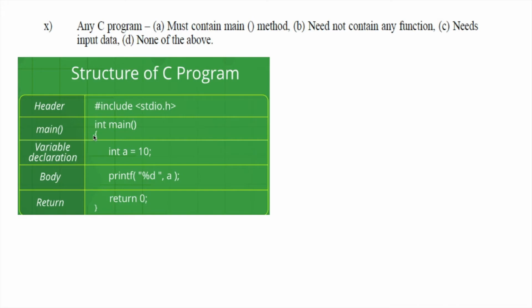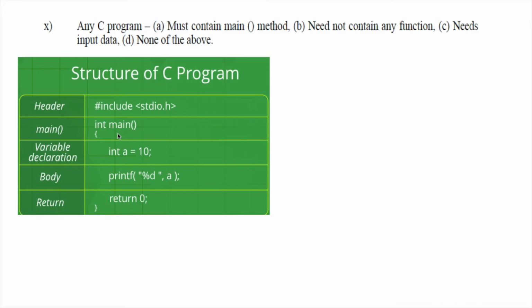After main, the curly bracket starts and this curly bracket ends. In between is called the body of the program. Here we declare the variables, then we write some statements, then finally return. This main function is important because this is where the program starts execution. So main must be there, otherwise the program will not compile or will not run, because main is the entry point of the program.